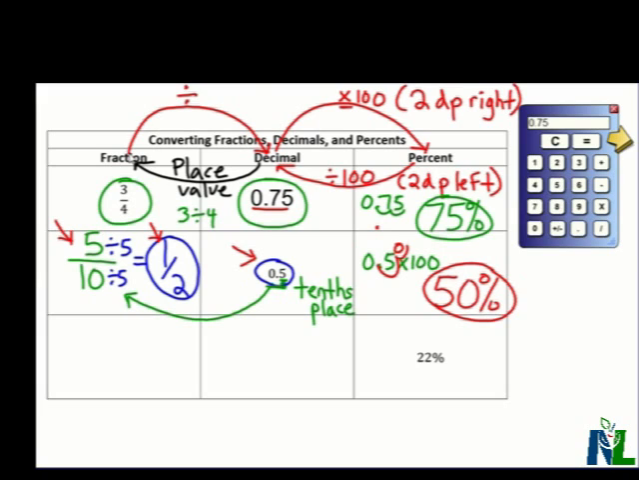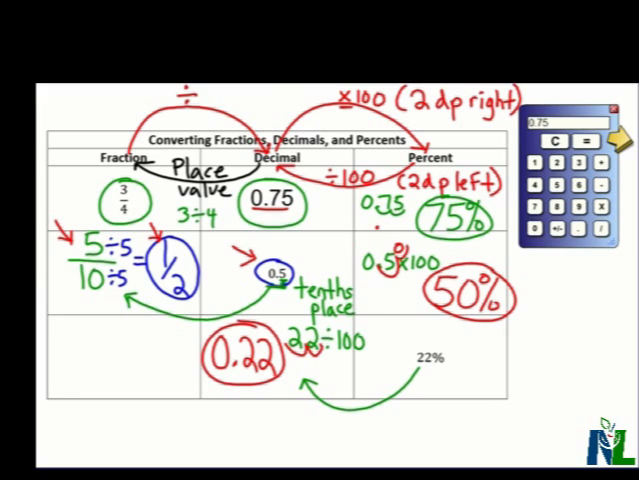Working backwards from percentage, from here to here, we're going to divide it by 100. So 22 divided by 100 has the effect of moving the decimal place, which is here now, 2 to the left. So 22% would be 0.22 as a decimal, which is equivalent to 22%.